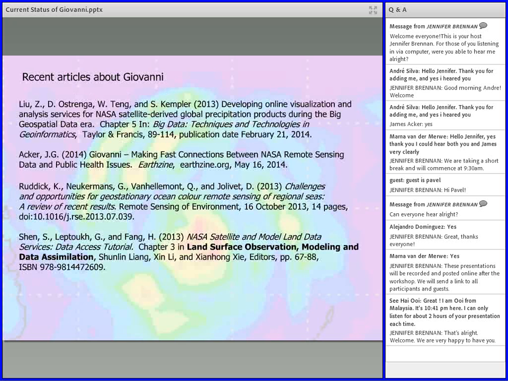Here are some articles that have come out recently that were more about Giovanni rather than where Giovanni was actually used. Our own Zhong Liu wrote the paper, Developing Online Visualization Analysis Services for NASA Satellite-Derived Global Precipitation Products During the Big Geospatial Data Era. And it's in a book called Big Data, Techniques and Technologies in Geoinformatics that just came out this year.